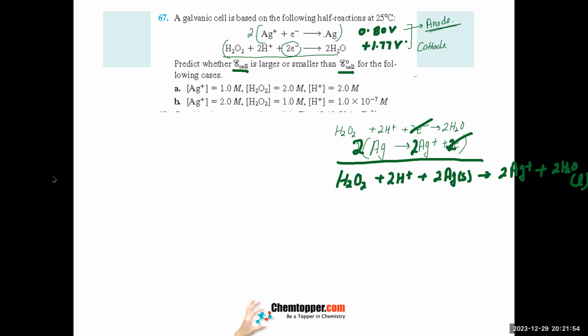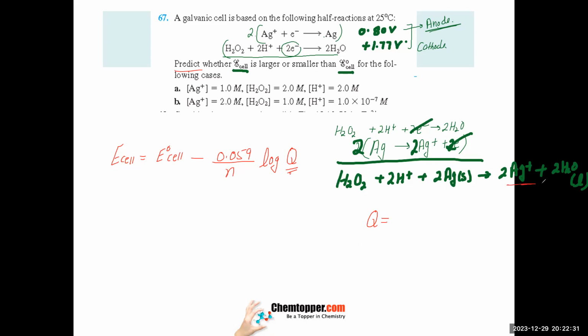It means I'm going to use the Nernst equation: E cell is equal to E naught cell minus 0.059 over n log Q. I need to know this Q. If Q is greater than 1, if Q is less than 1, only then I can predict. And for the Q, I need to have the reaction. So what is the Q expression? Now again work with me.